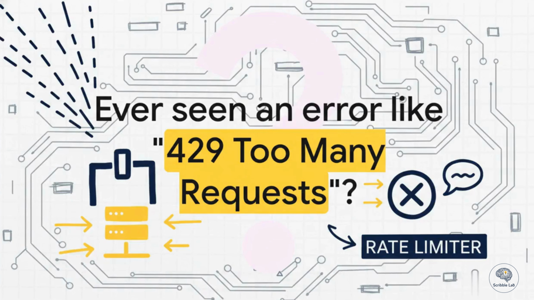I'm pretty sure you have. That 429 error? It's not a bug. It's actually a feature. That's a rate limiter doing its job, telling you, hey, slow down a bit. So today, we're pulling back the curtain to design the exact system that makes that message pop up.